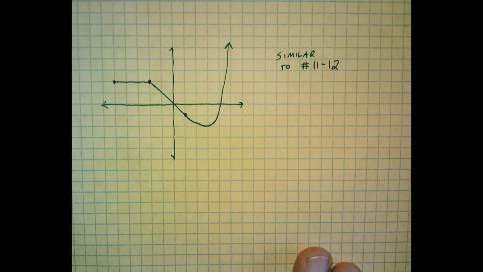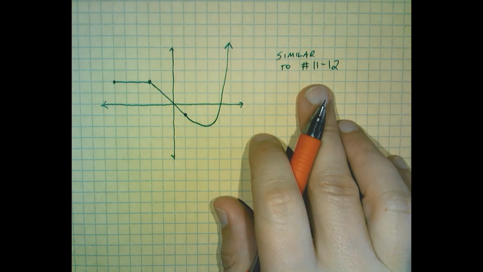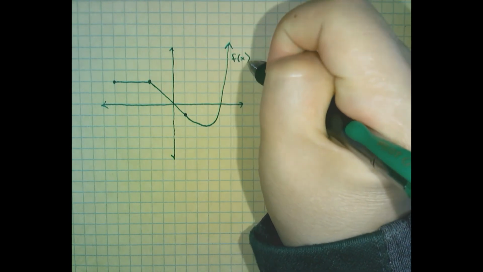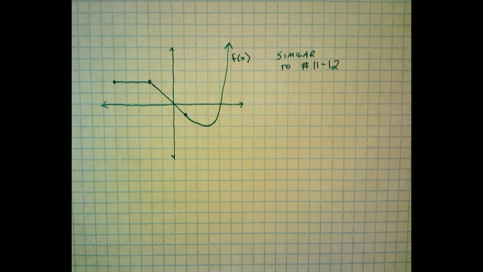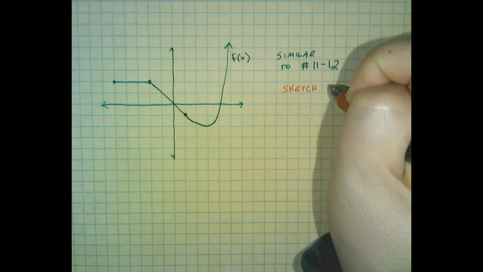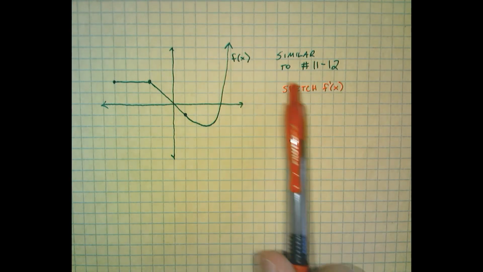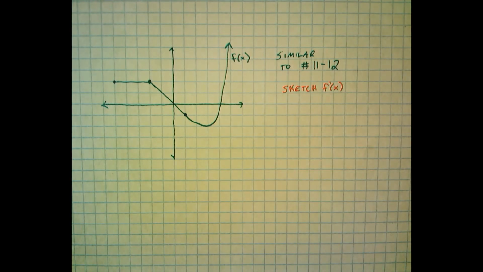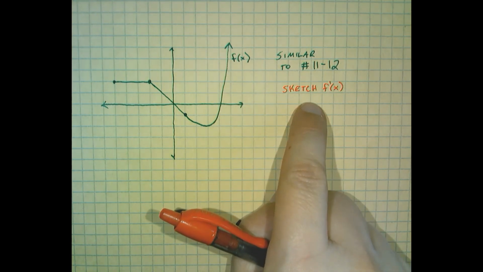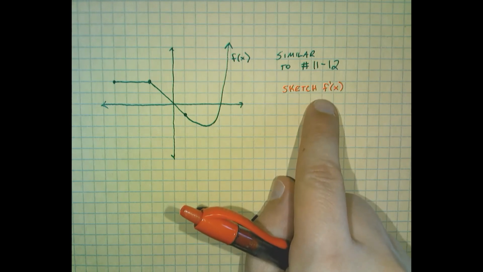All right, in this example, we're going to be looking at a problem that's similar to number 11 and 12 in the homework. And what they are doing is they're giving you the graph of a function and asking you to sketch what does the graph of the derivative look like. So sketch f prime of x. Okay? And this relationship between the function and its derivative is going to be what we spend a decent amount of time exploring graphically in a later unit. But this is setting up an understanding of what the meaning of the derivative is.